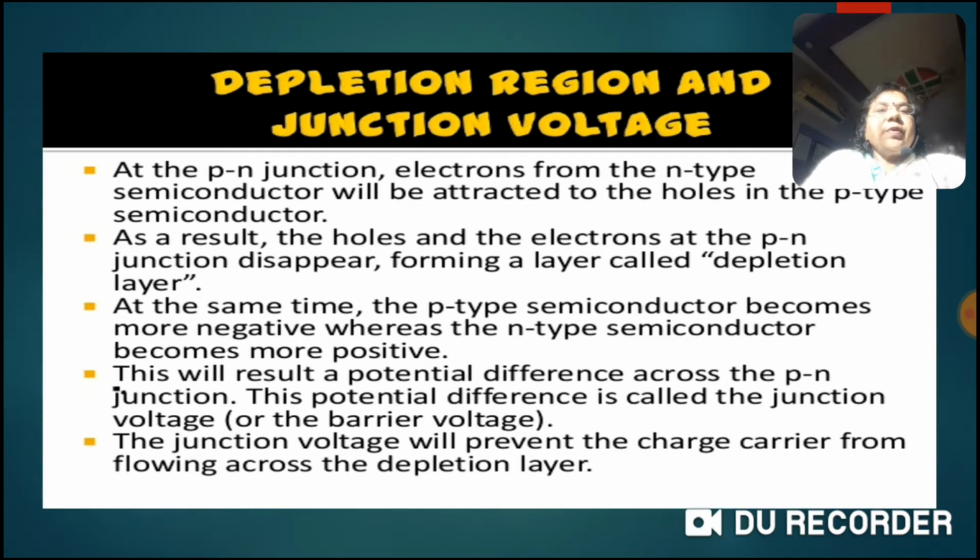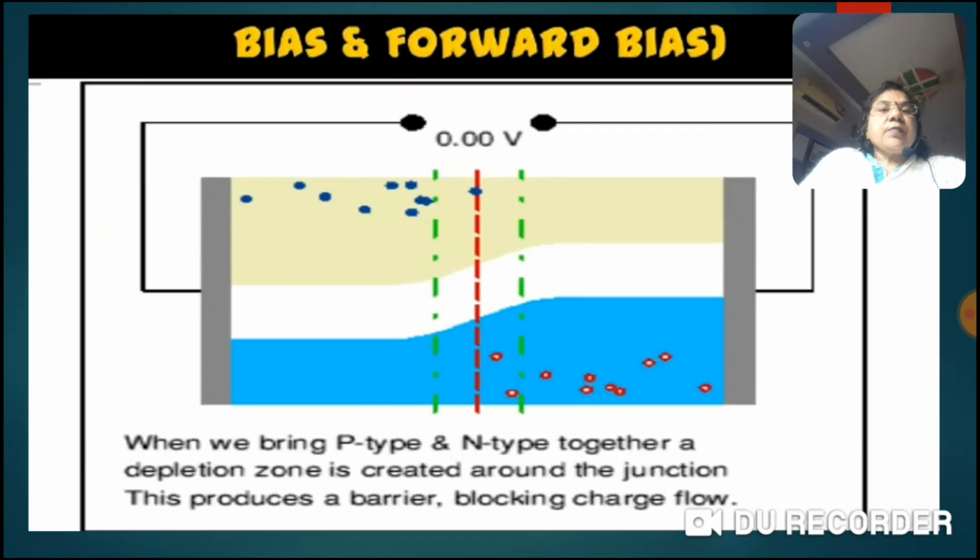Now we will see what is meant by depletion region and junction voltage. At the PN junction, electrons from the N-type semiconductor will be attracted to the holes in the P-type semiconductor. As a result, the holes and electrons at the PN junction disappear, forming a layer which is called the depletion layer. At the same time, the P-type semiconductor becomes more negative, whereas the N-type semiconductor becomes more positive. This results in a potential difference across the PN junction. This potential difference is called the junction voltage or the barrier voltage. The junction voltage will prevent the charge carriers from flowing.